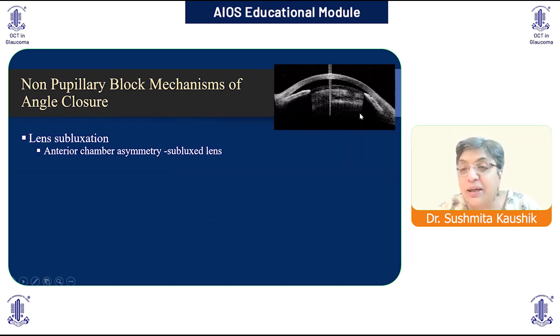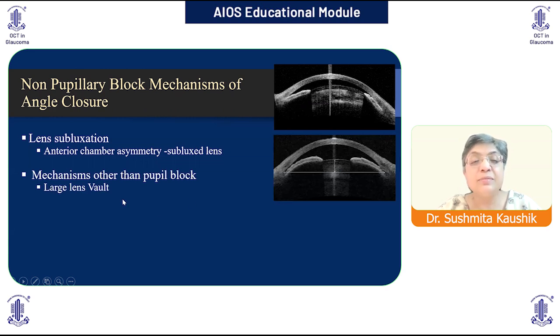If you have a subluxated lens, you can see that there's anterior chamber asymmetry. On one side, it's completely occluded. On the other side, it's a little bit narrow, but there is a chink of AC there. And if you look at this, it's actually showing you a subluxated cataractous lens, which is why it's so dense.